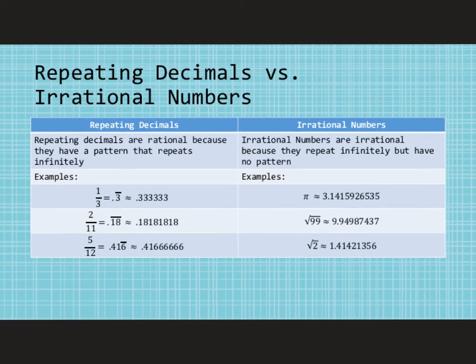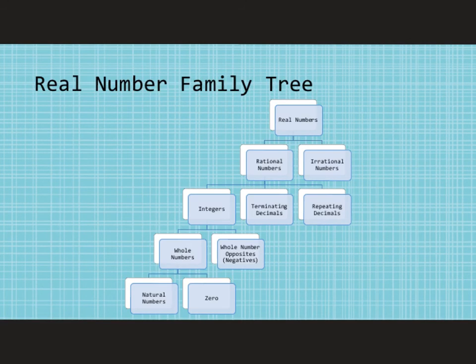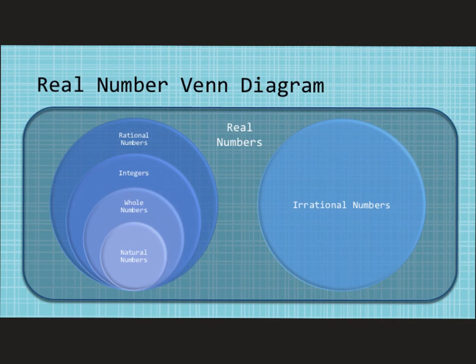It's an irrational number. So if we look at the real number family tree, we have real numbers up at the top, and then it splits into rational and irrational. Notice it's a split. You cannot have a number that is both rational and irrational. So here's the Venn diagram for real numbers. As you can see, inside real numbers we have our rational circle, and all its little subsets.